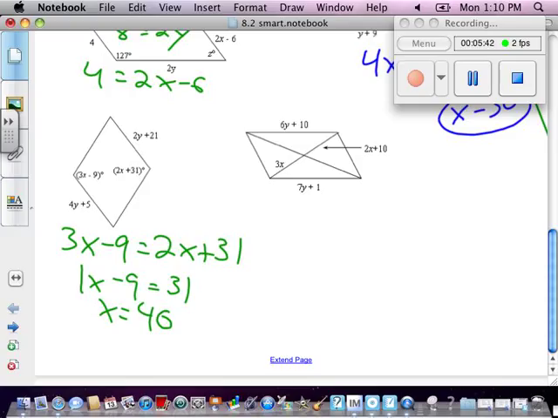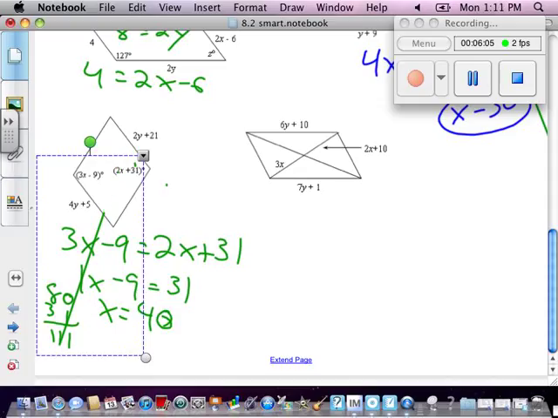So I do, for example, 40 times 2 is 80, 90, 100, 8, 9, 10, 11. 111 degrees. And 3 times 40 is 120. 120 minus 9 is 111, which it should be, because they are equal to each other.